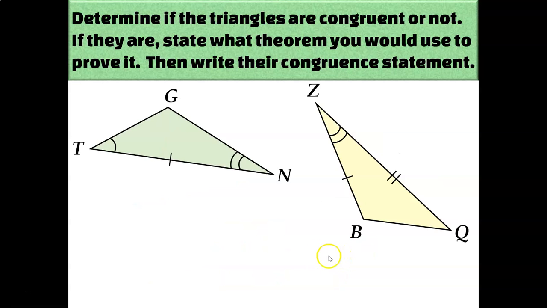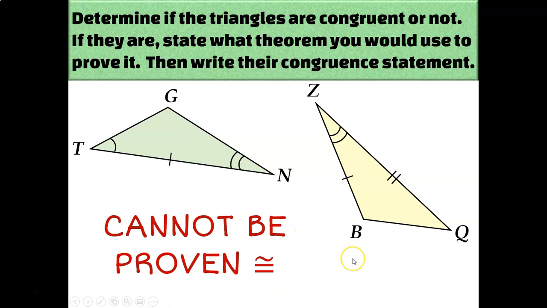Let's talk about our next example. I see two congruent angles and one congruent side, but then I see two congruent sides and one congruent angle. So the green triangle looked like an angle-side-angle situation, but the yellow triangle looks like a side-angle-side situation. These can't be proven congruent. I don't know the right kind of information here in order to prove that these two triangles are congruent. There's just no way to know, based on the information that's been provided on these diagrams, whether they're congruent or not.